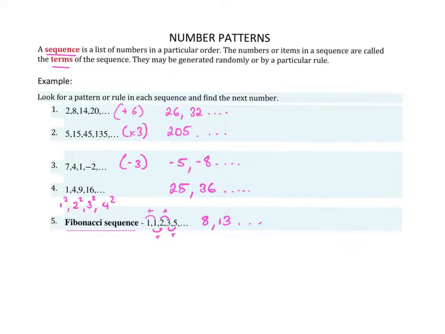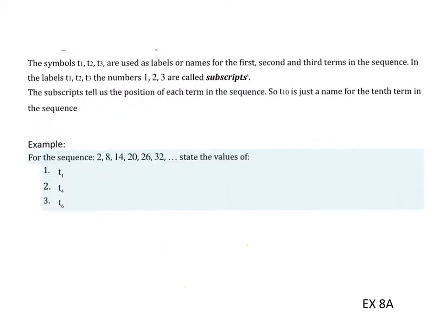So different ways that we can generate patterns. They don't all follow the same rule, but it is still considered a pattern. The symbols T1, T2, T3 are used as labels or names for the first, second and third terms. The little number there is called a subscript. So T1 means the first term, T2 means the second term, and so on.